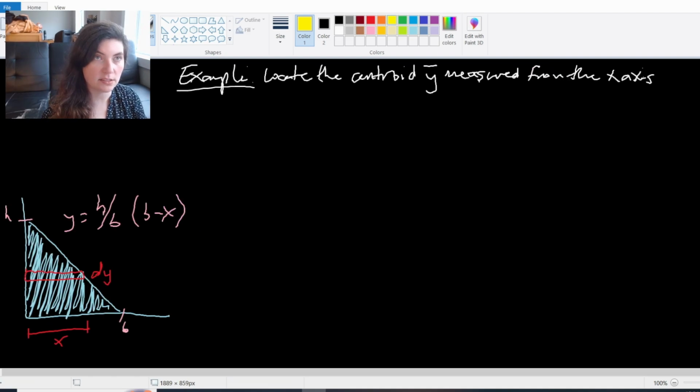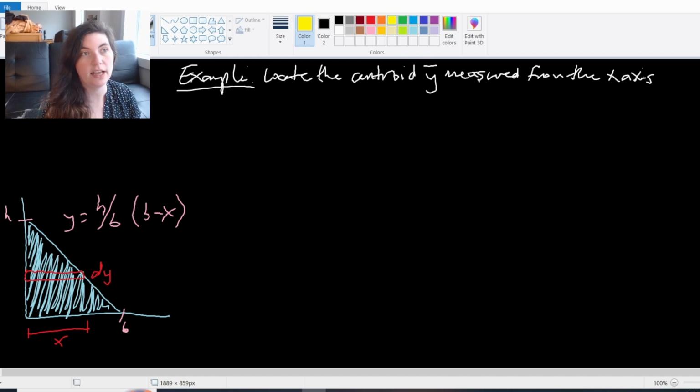This example asks us to locate the centroid y bar, measured from the x-axis, of a shape that we're already pretty familiar with. We have a right triangle here, and it gives us the general form of an equation for a right triangle. We already know what the centroid of this is. We had this memorized back when we did distributed loads, that it's 1/3 of the way in from the tallest side. But this is going to act as a proof for that, so this is where it comes from.